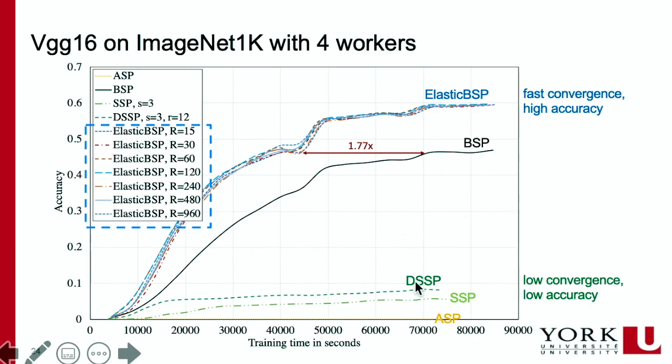We also added other parallel models like DSSP and SSP in comparison. And we found that they are very hard to learn this complicated DNN on the large data set.